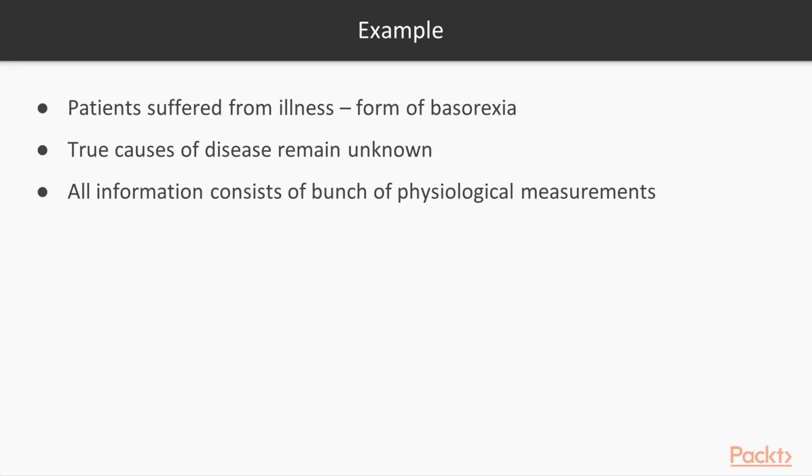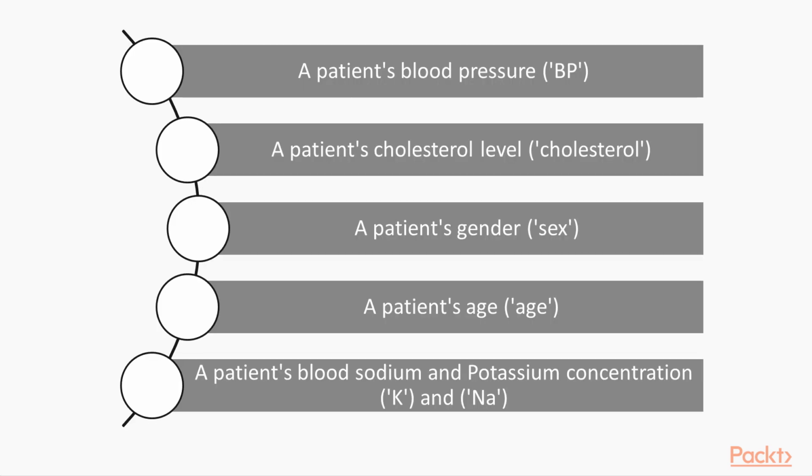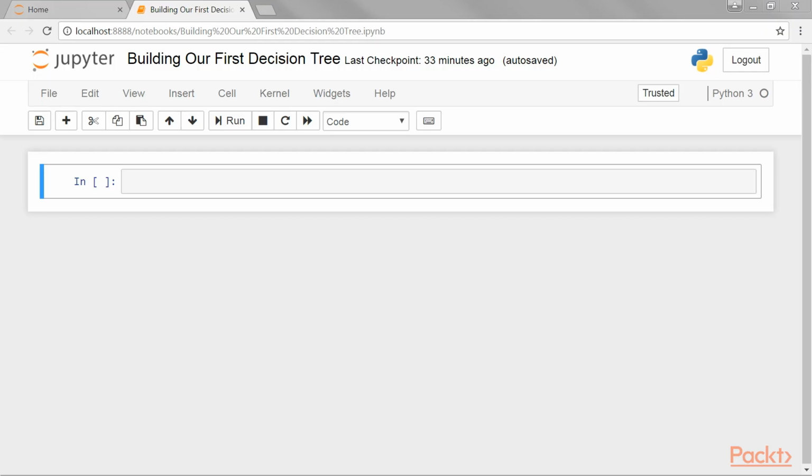Let's consider an example where a number of patients have suffered from the same illness, such as a rare form of basorexia. Let's further assume that the true causes of the disease remain unknown to this day, and that all the information that is available to us consists of a bunch of physiological measurements. For example, we might have access to information such as a patient's blood pressure, cholesterol level, gender, age, blood sodium concentration, and potassium concentration. Based on all this information, let's suppose a doctor made recommendations to his patient to treat their disease using one of 4 possible drugs: drug A, B, C, or D.